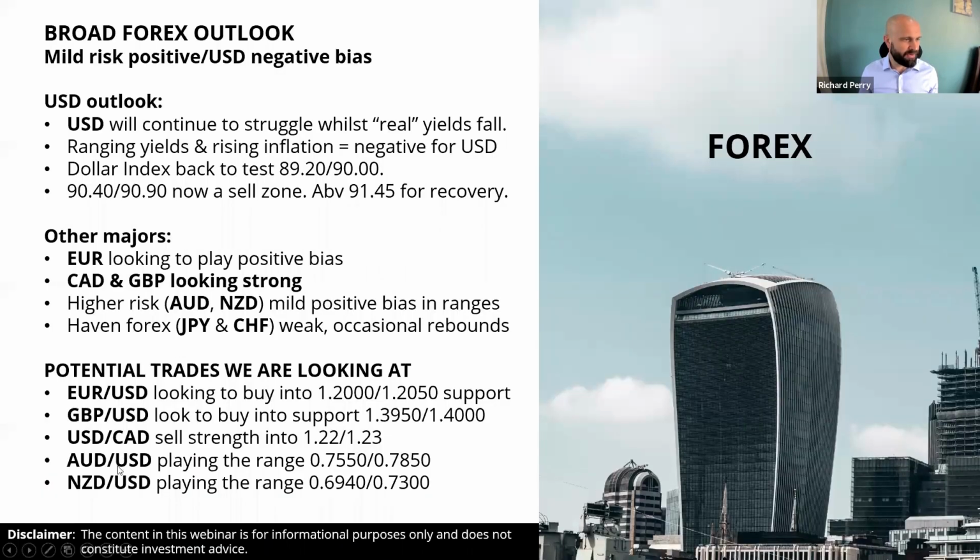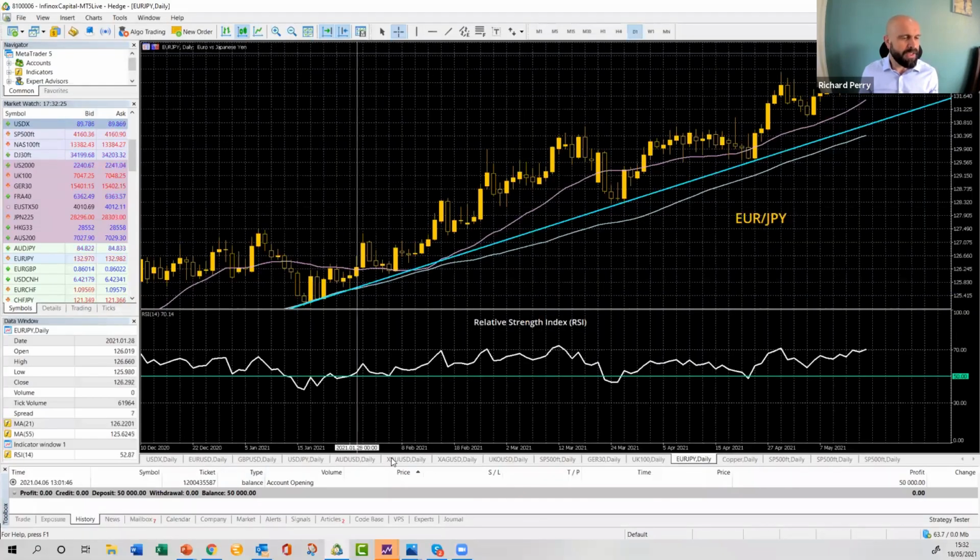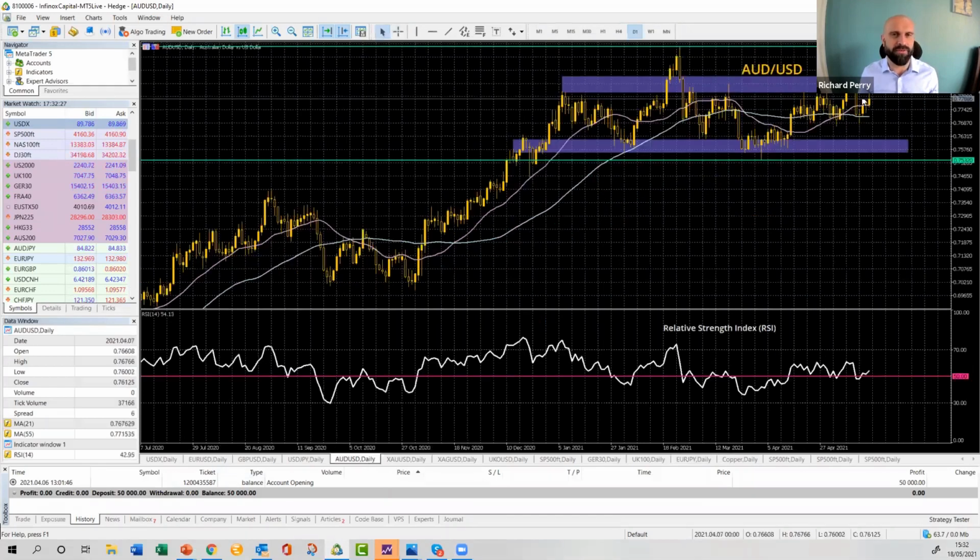US dollar, CAD, Aussie CAD, Kiwi. Oh, sorry, sterling. I haven't done sterling yet, or have I? Yes, I have. Sorry. Aussie dollar. Let's do Aussie dollar first.